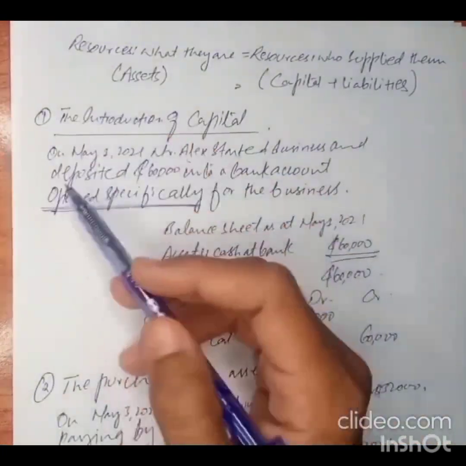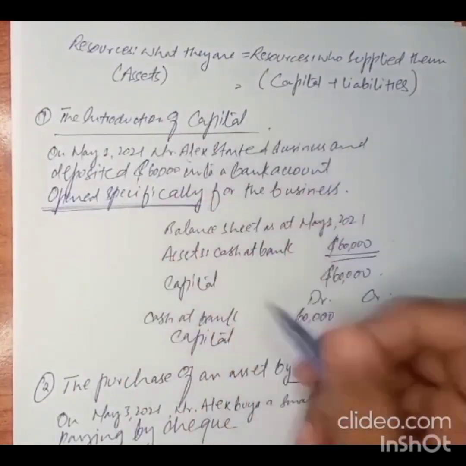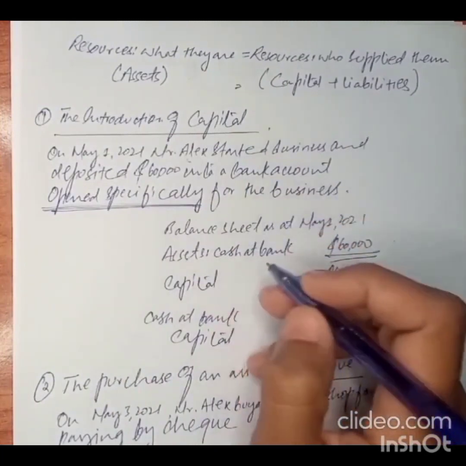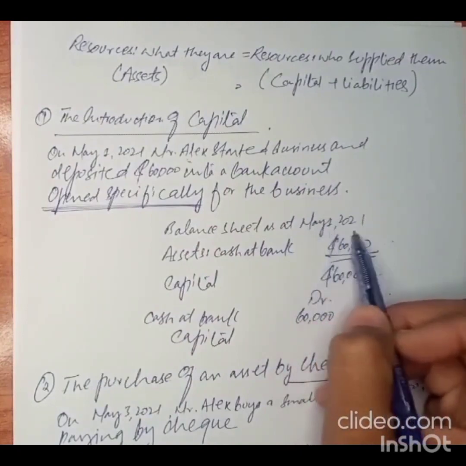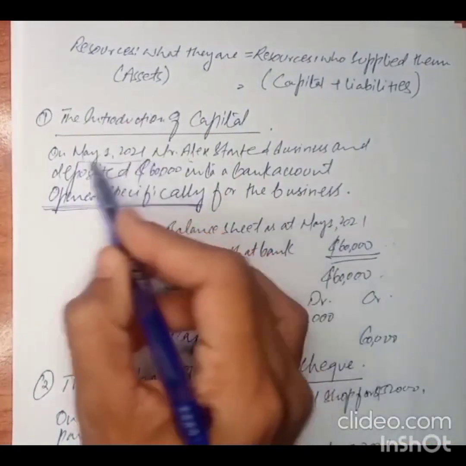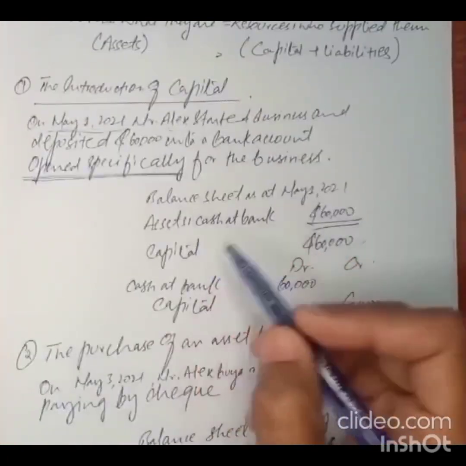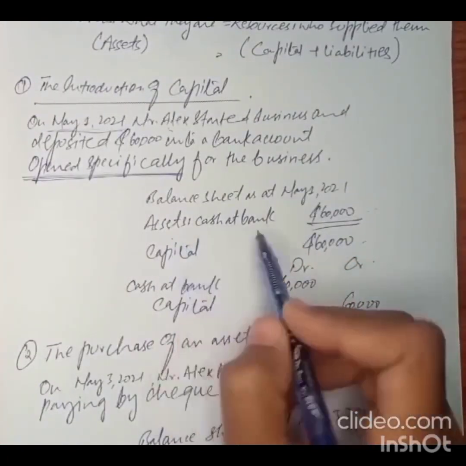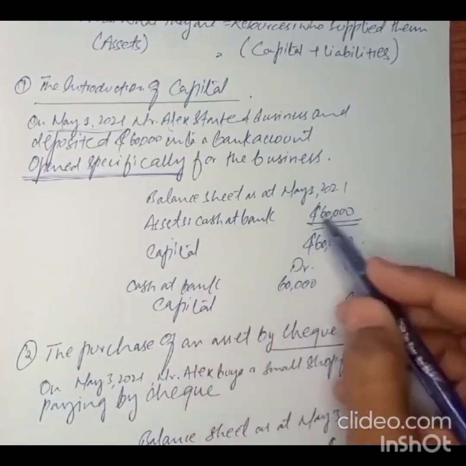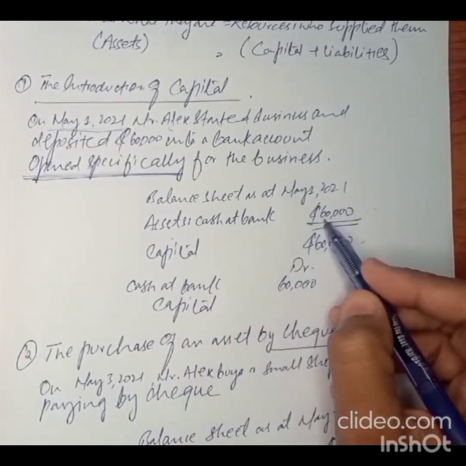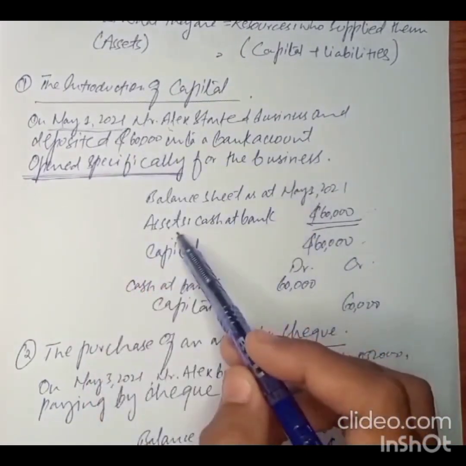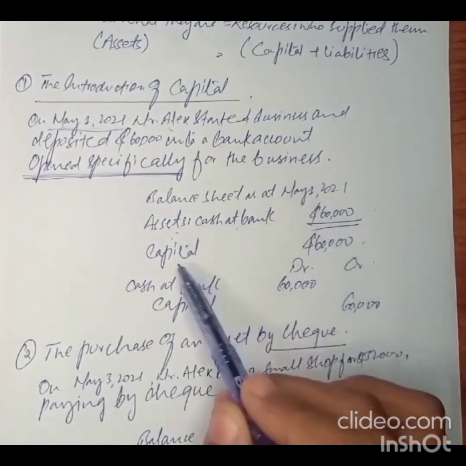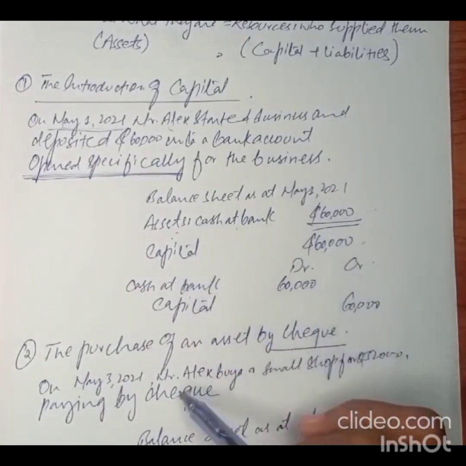So what should be the impact of this transaction? How will we create the journal entries? The impact of this transaction in the balance sheet as at May 1st 2021: asset, cash at bank is $60,000, because he deposited the money into his bank account. So asset, cash at bank 60,000, and the capital is 60,000.